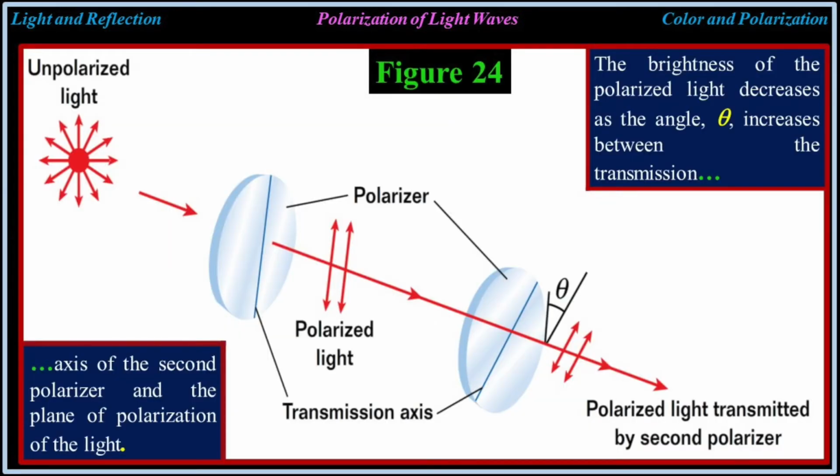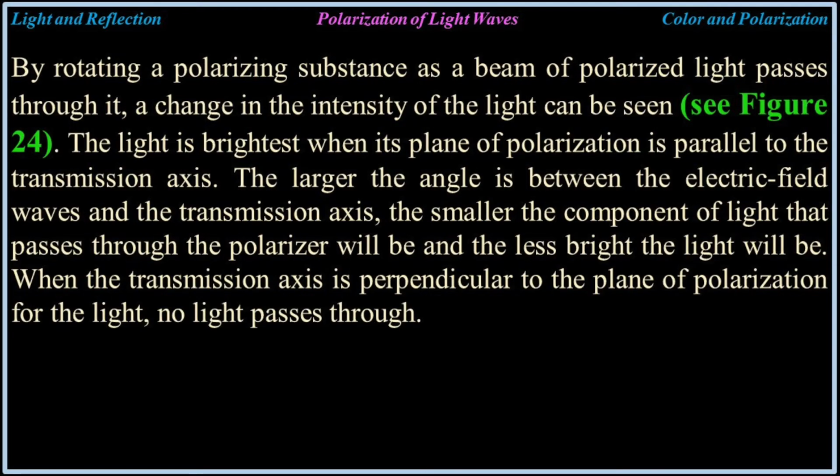Figure 24. The brightness of the polarized light decreases as the angle increases between the transmission axis of the second polarizer and the plane of polarization of light. By rotating a polarizing substance as a beam of polarized light passes through it, a change in the intensity of the light can be seen.